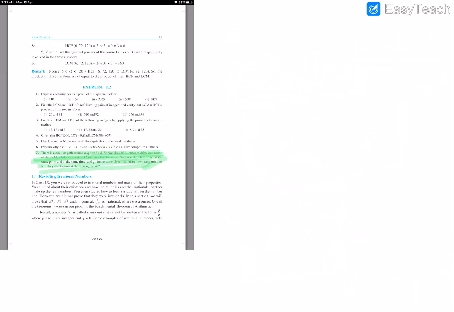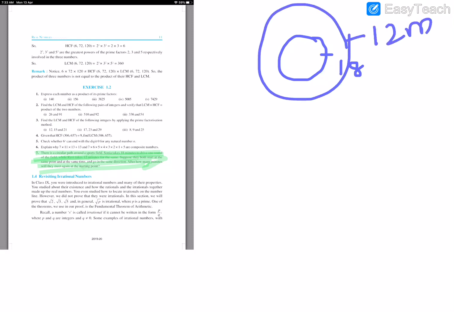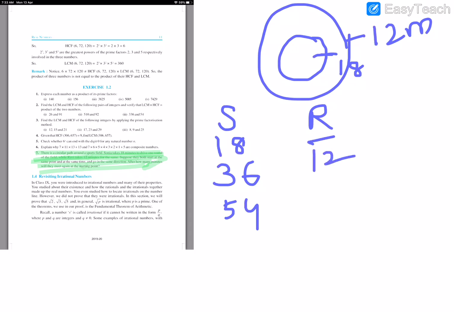And now there is only one question left, that we will see. Now read the question. There is a circular path around a sports field, and Sonia takes 18 minutes to complete one round, and Ravi takes 12 minutes. Ravi is a little bit faster, so he takes only 12 minutes for this round. Both are starting at the same time. So after 18 minutes, Sonia will reach this point again, and after second round, 18 2s are 36 minutes, and 18 3s are 54.